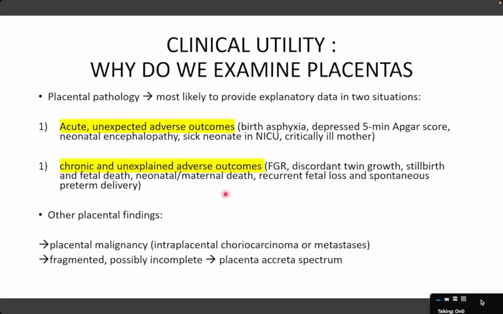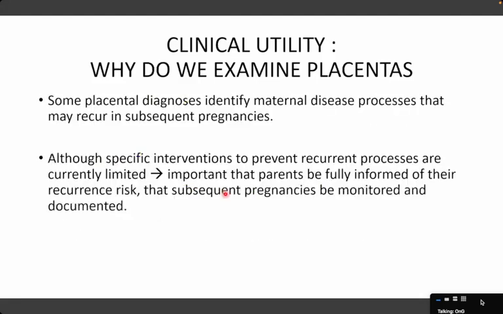So placental pathology is most likely to provide explanatory data in 2 situations. When you have an acute unexpected adverse outcome like birth asphyxia, a depressed 5-minute APGAR score, neonatal encephalopathy, a sick neonate in ICU, or a critically ill mother. Also, it's useful when you have a chronic and unexplained adverse outcome, like fetal growth retardation, discordant twin growth, stillbirths, fetal death, neonatal maternal death, recurrent fetal losses, and spontaneous preterm delivery.